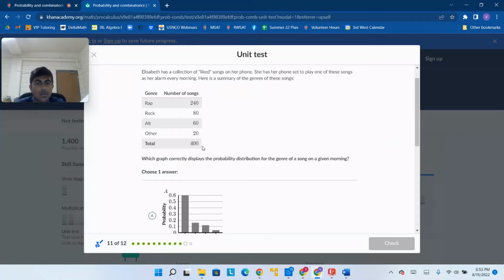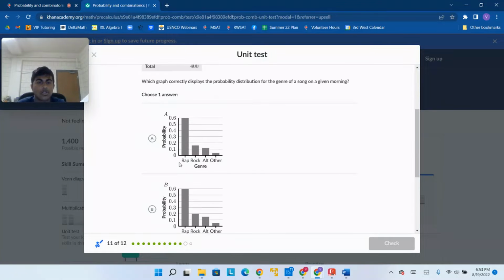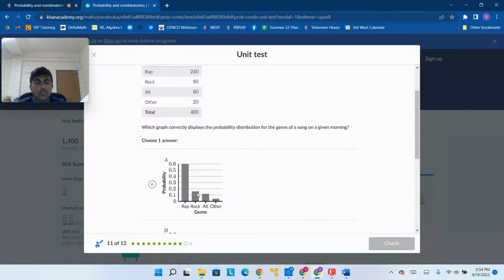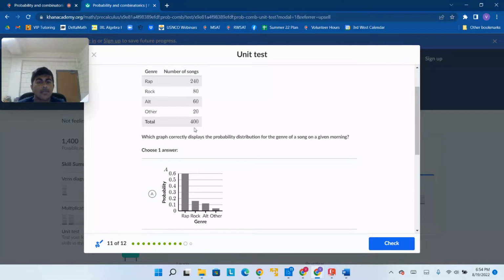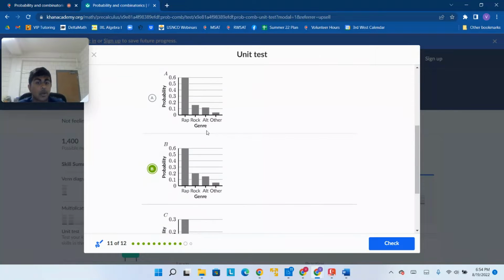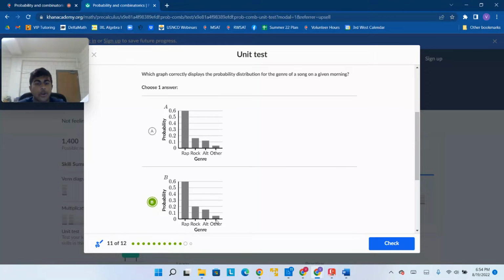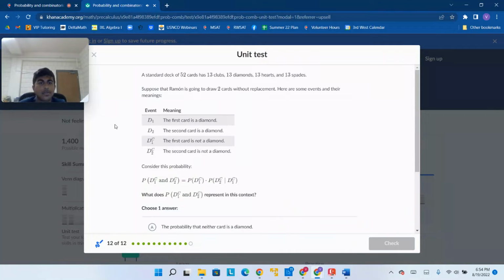So 400 total, 240 are rap. That's 6/10, so 0.6. So 0.6 is rap, so these two do it. For rock, you have 80 out of 400, which is 0.2. So 0.2 is rock. That's this one. Alternative is 60 out of 400, which is 3 out of 20, so it's 0.15 in the middle. And then the other is just that extra 20, 0.05 right here. So that's our answer. Let's move on.